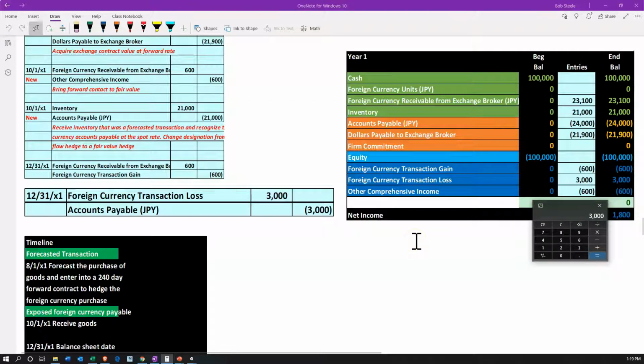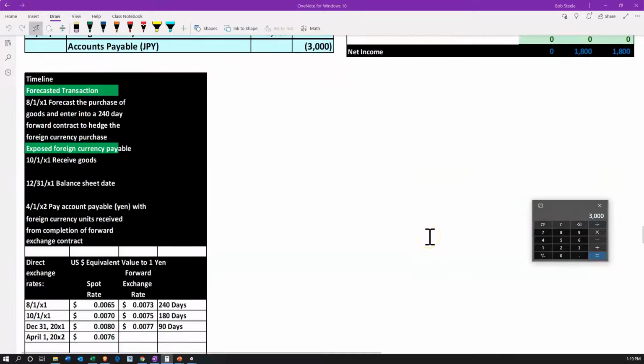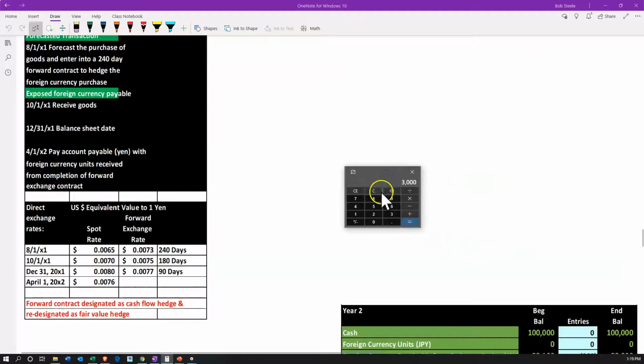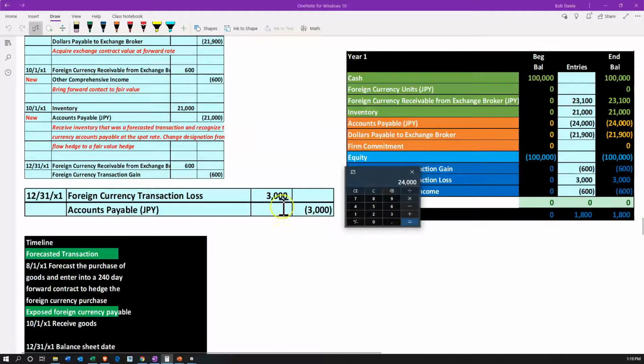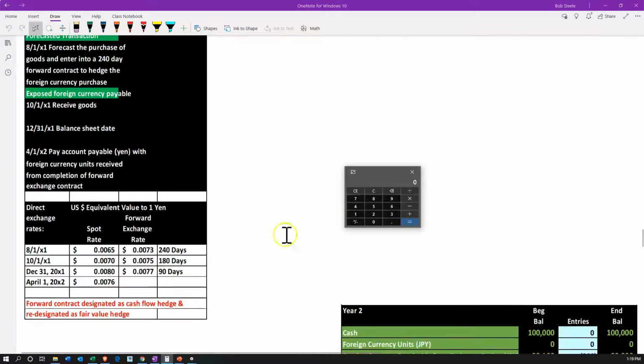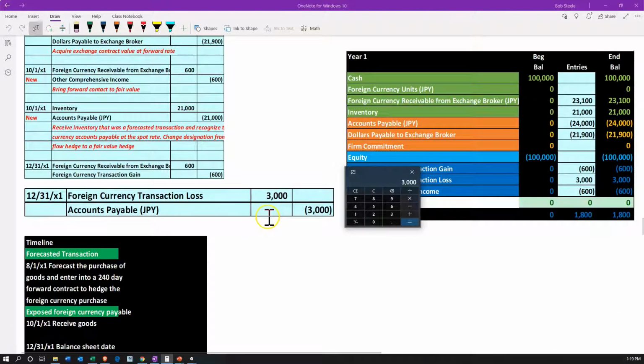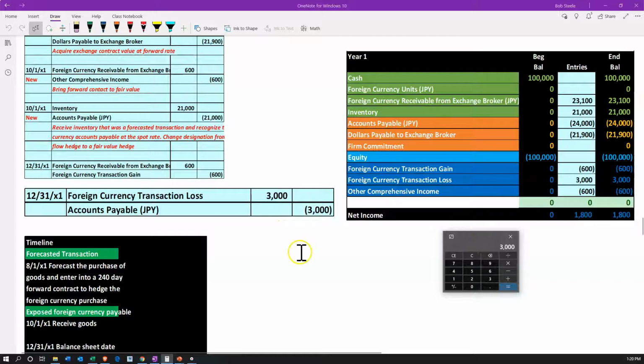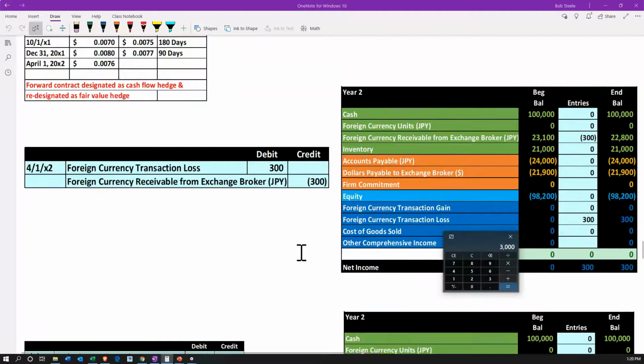Once again, if we calculate that 24,000, I'm going to go down here to do so this time. It's going to be the 3 million times 0.008. So there's the 24,000, and you can recalculate that 3,000. It's useful to note that by taking the difference between the two rates, 0.008 minus 0.007, times the 3 million, that'll give us the $3,000 difference.